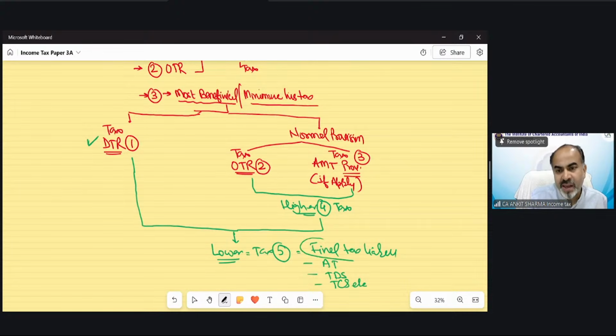So you can see, if the question is asking you to calculate the tax which minimizes the tax liability of the assessee, or which is most beneficial to the assessee, then you need to calculate these three taxes: one is default tax regime, optional tax regime, and AMT. Then out of points number 2 and 3, you need to find out the higher one. The higher one needs to be compared with the default tax regime, and the lower would be your final tax liability in the question.